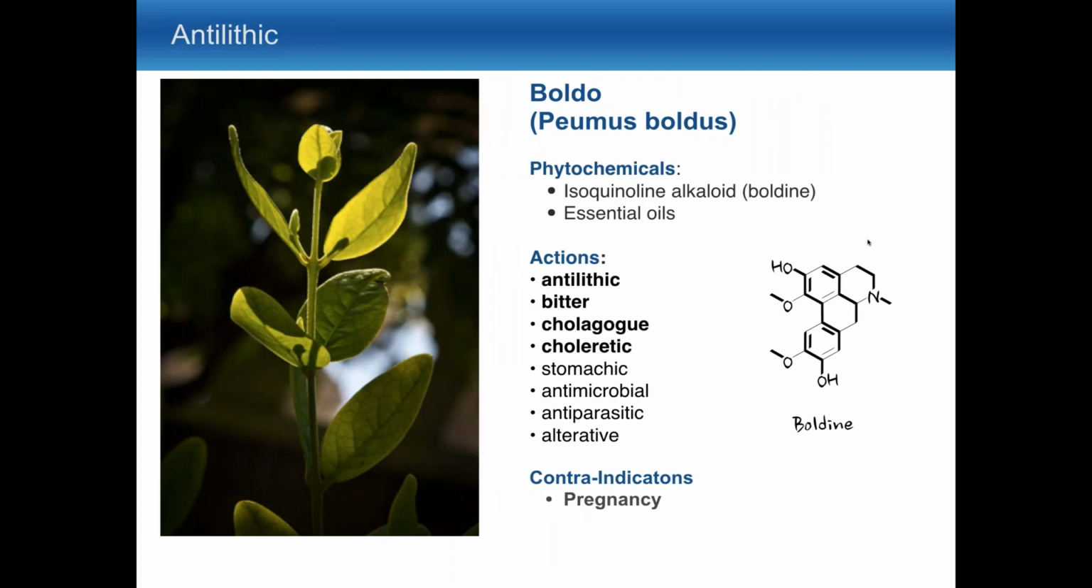Because of its bitter effects. Now, it also has some interesting essential oils in it that are potentially toxic. I believe it has a peroxide type of compound that's an essential oil. And so this also has antimicrobial, antiparasitic effects. I think they've used it for intestinal worms. Like it has an anthelmintic effect as well. It's used to clean the blood as well. That's what alteratives are, blood cleansers.